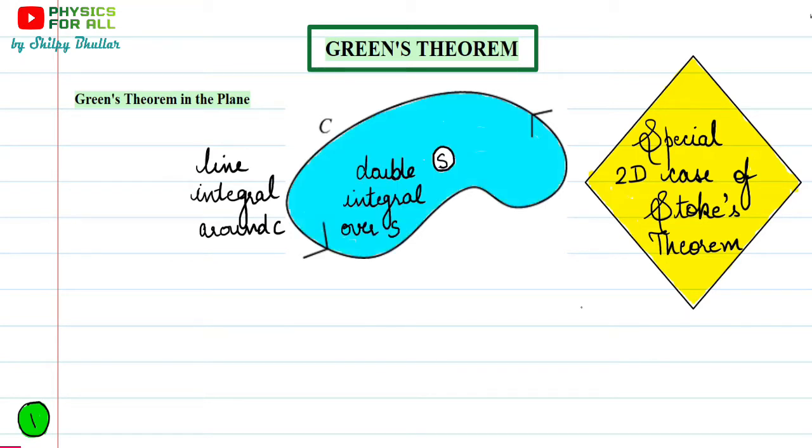It is similar to Stokes theorem because Stokes theorem also relates the line integral around the curve with the surface integral over the surface which has been enclosed by the curve. So Green's theorem is almost identical to Stokes theorem, but only it talks about a plane. So it stays in the plane. We don't stretch it to three dimensions.